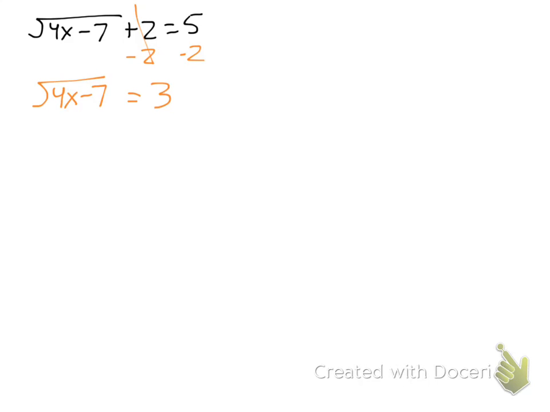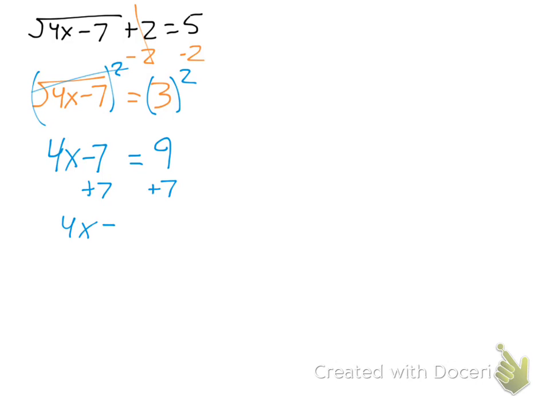Pretty simple, straightforward thing. But now, I have to square both sides. And so when I go to square both sides, the square and the square root cancel, leaving me with whatever's inside. And 3 squared is 9. This is an Algebra 1 problem. Now we just turned it into an Algebra 1 problem where I can solve for x very easily. Which means, add 7. So 4x equals 16, and divide by 4.